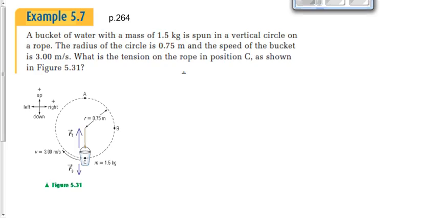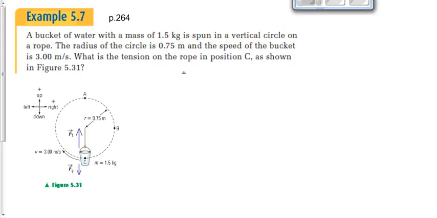Let's take a look at example 5.7 on page 264. It says a bucket of water with a mass of 1.5 kilograms is spun in a vertical circle on a rope. A bucket of water? Can you swing a bucket of water upside down and not have it fall out? Really?